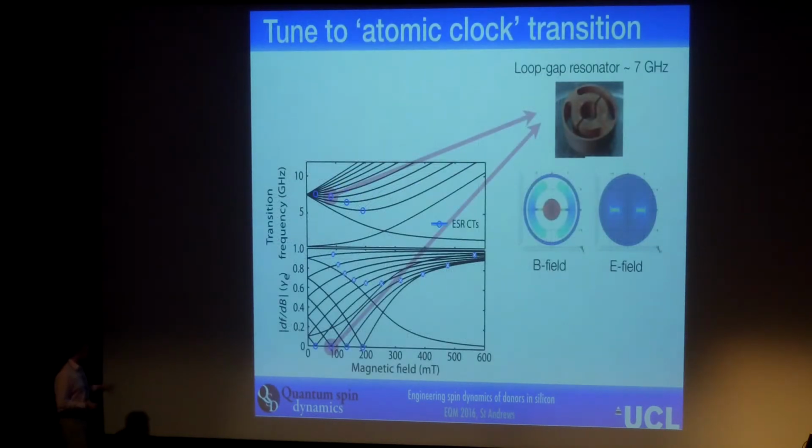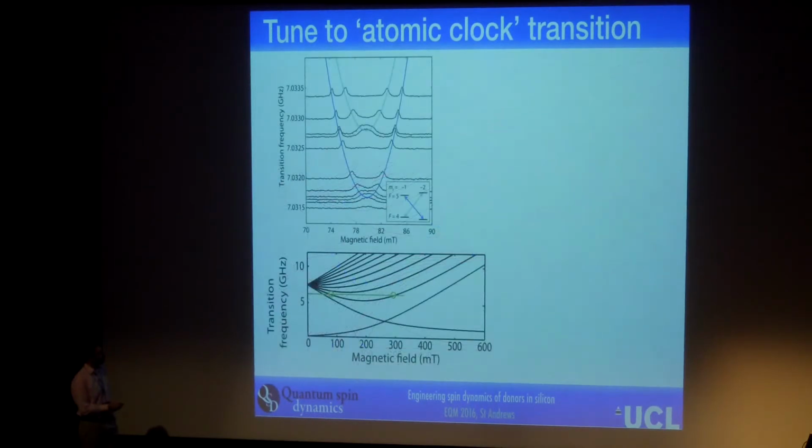So we wanted to study these points. They occur at very particular values of frequency and magnetic field. So we built a loop gap resonator to perform ESR around 7 gigahertz. And this then shows how you tune the resonator to exactly match one of these clock transitions.